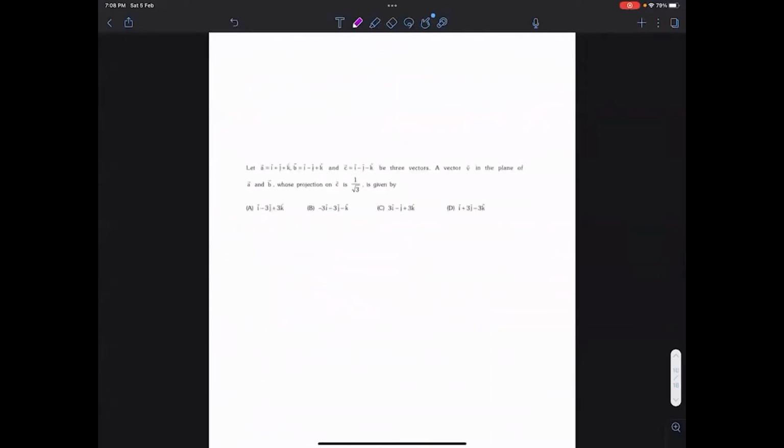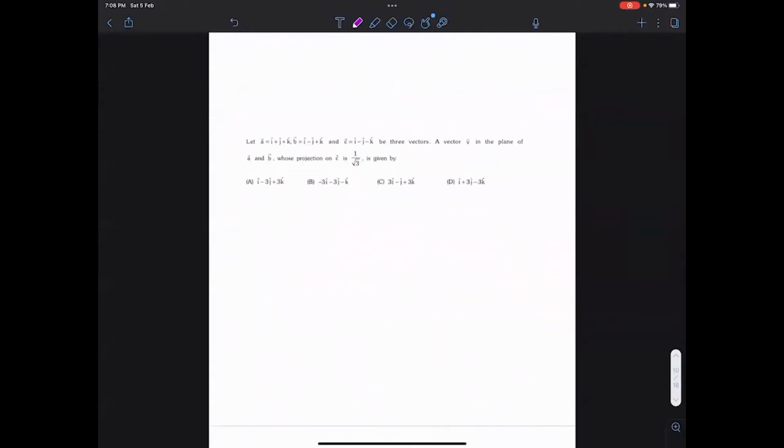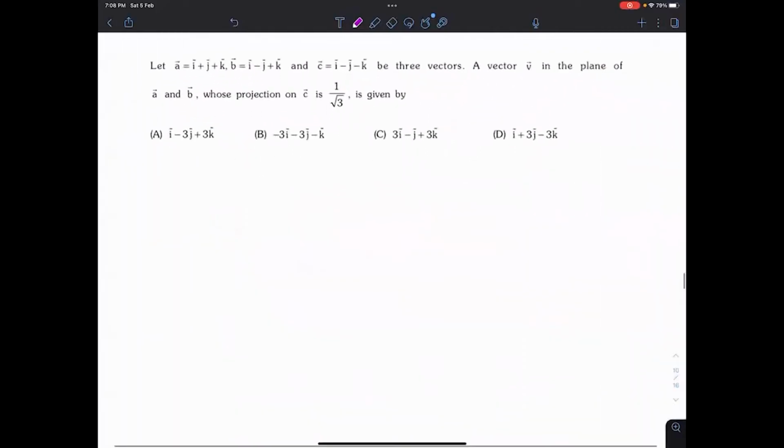One more question is there on that one. See, now this is a very important statement, guys. They have given some three vectors. They are saying vector V bar in the plane of A bar and B bar. So V bar is in the plane of A bar and B bar.